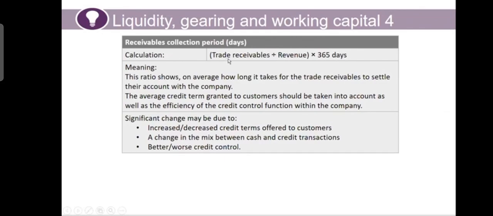So trade receivables divided by revenue. Again, you can use it as average receivable, opening receivable plus closing receivable divided by revenue times 365. Answer would be in number of days, say 35 days. So if it is 35 days, it means that on average your customers pay you in 35 days. Your receivable collection period is 35 days.